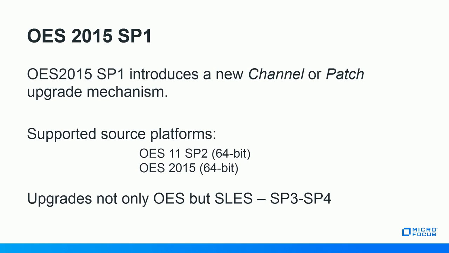We can start from OES 11 SP2 64-bit or OES 2015 64-bit. From both of those platforms, you can deploy OES 2015 SP1 using the patch channel. Not only will we upgrade the version of OES, but we will also upgrade the version of SLES. Both OES 11 SP2 and OES 2015 ran on SLES 11 SP3. With OES 2015 SP1, we will upgrade you to SLES 11 SP4 at the same time as upgrading to OES 2015 SP1.